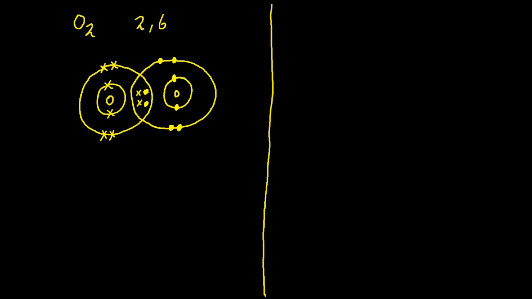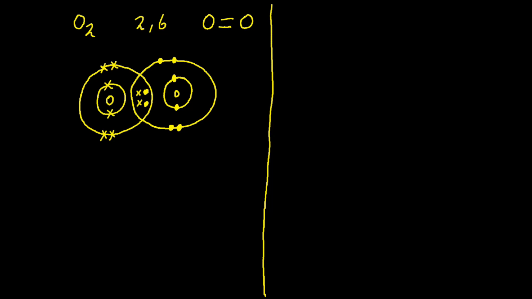Now here you represent this like O double bond O. Why? Because 2 pairs of electrons are being shared. So each shared pair of electrons is represented by a single bond. So you have 2 pairs of electrons being shared between 2 oxygen atoms and that forms the oxygen molecule.